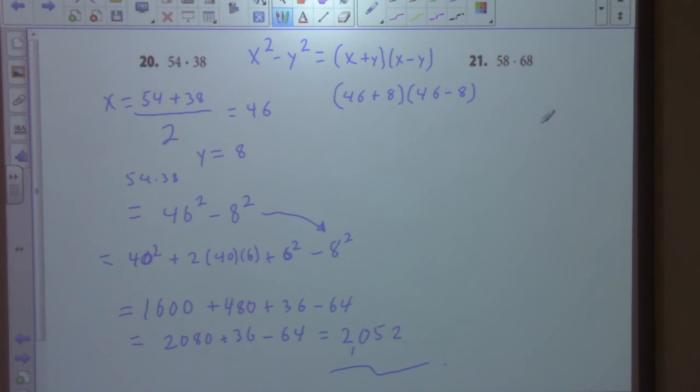So go ahead and work out number 21 similarly. I think your x should be 63, right? For number 21. So I'm going to go ahead and leave room for our volunteers. 168 by 63. y equals 5.